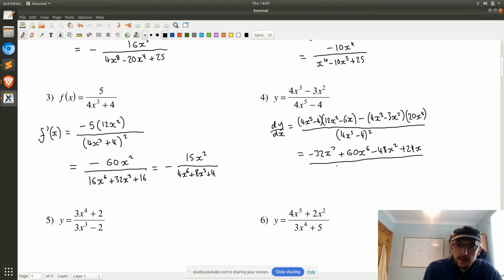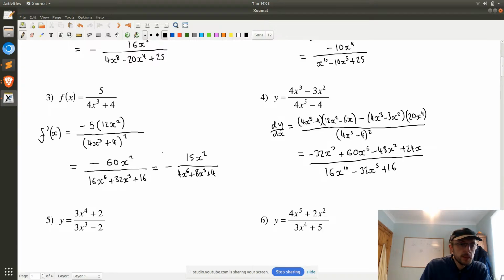Okay, square this. 16x to the 10 minus 32x to the 5 plus 16. And everything is divisible by 4 once more, but I really don't want to do that. Write that out. So I'm about to see if I actually got it right in the first place.